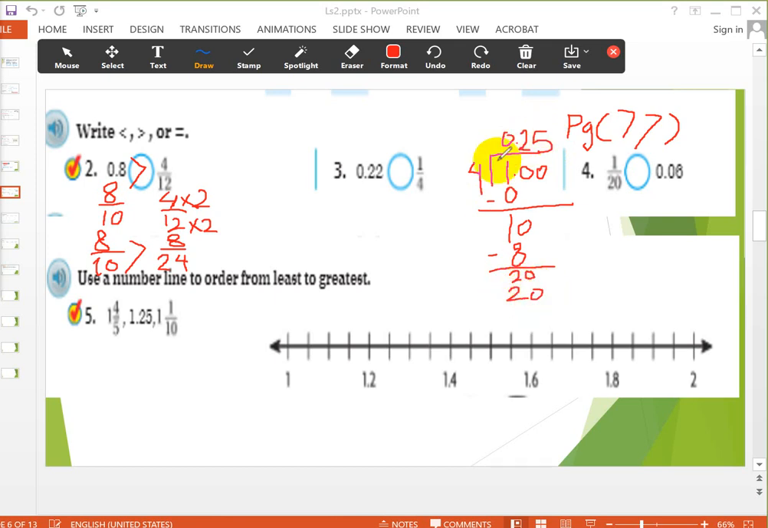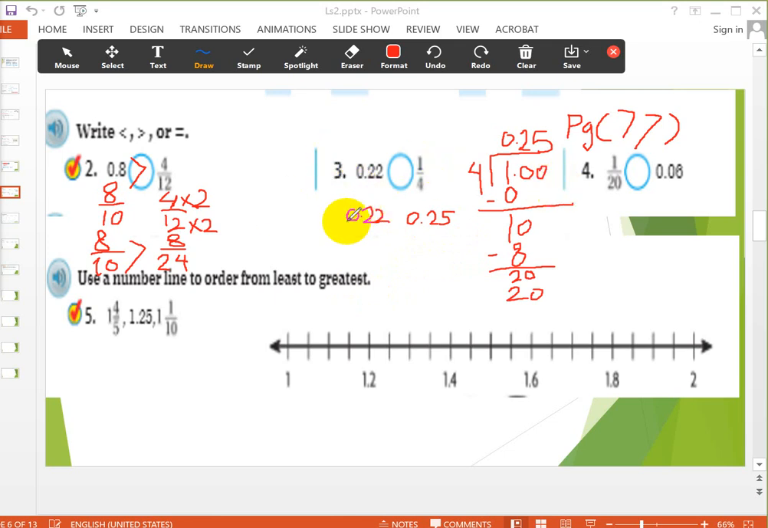So the number in decimal form, it will be what? 0.25. 1 over 4 will be 0.25 hundredths. Now I want to compare between 0.22 and 0.25. If I want to compare, I will start from the left to the right.